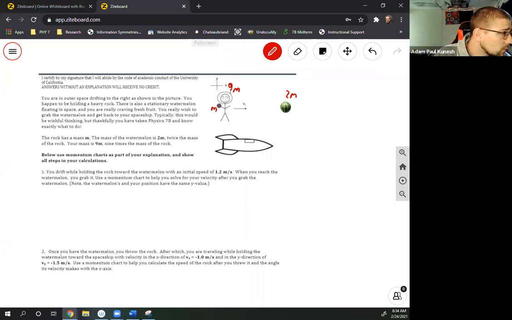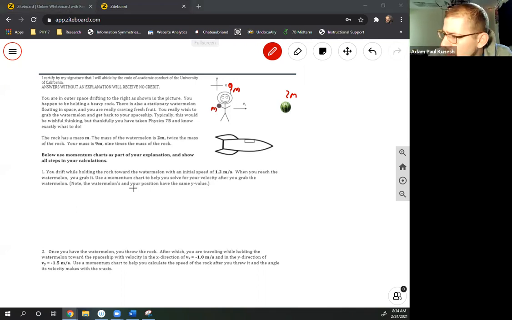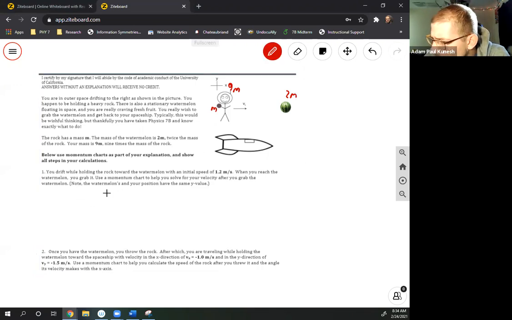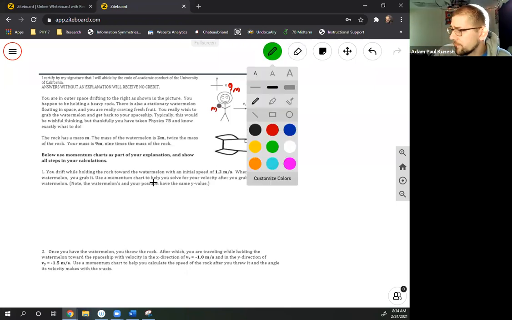You drift while holding the rock toward the watermelon with an initial speed of 1.2 meters per second. When you reach the watermelon, you grab it. Use a momentum chart to help you solve for your velocity after you grab the watermelon. Note, the watermelon and your position should have the same y value. Okay, cool. That makes life easy. So, as I'm drifting toward the watermelon, I have 1.2 meters per second of speed. When I reach the watermelon, I grab it. We'll use a momentum chart for that.